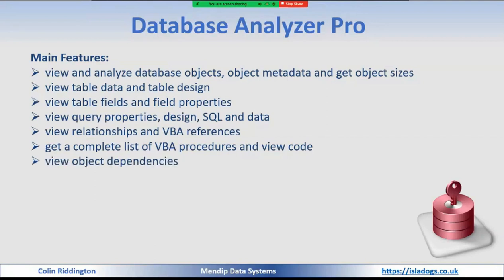Next, you can look at all the object dependencies. Now, that's a process that in Access you can only do for one object at a time. With my application, you can look at all of the dependencies for all objects at the same time. Finally, you can look at all the database properties.